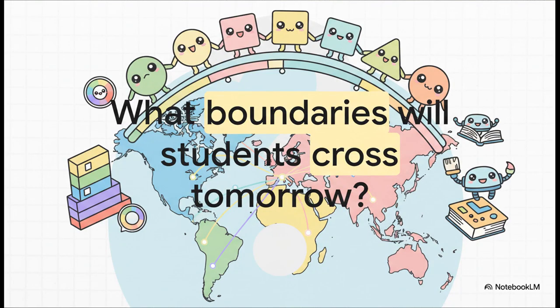Which leaves us with a pretty big question to end today's explainer. Think about what these 6 to 12-year-olds are already achieving. If the simple, structured concept of color can successfully connect classrooms, teach advanced coding, and bridge cultural borders today, what boundaries will these globally connected students cross tomorrow?